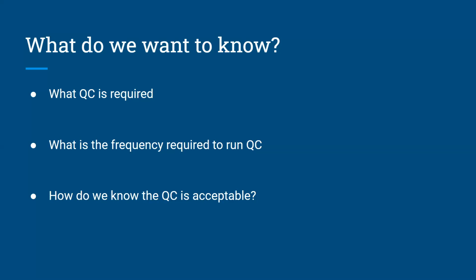So here, what do we want to learn from those package inserts? We want to learn what QC is required. Is it internal only, or is there an external QC requirement? What is the frequency of the required QC? So we found out with the strep that the required QC was each box. I can't remember exactly the verbiage that I used there, but the frequency of the HCG QC was each lot and shipment. And then how do we know it's acceptable?